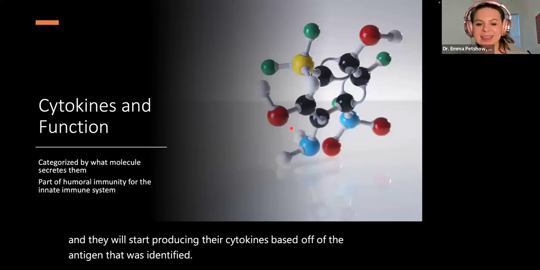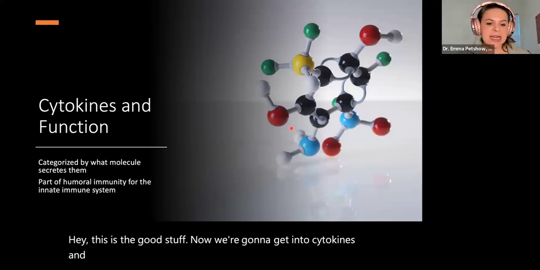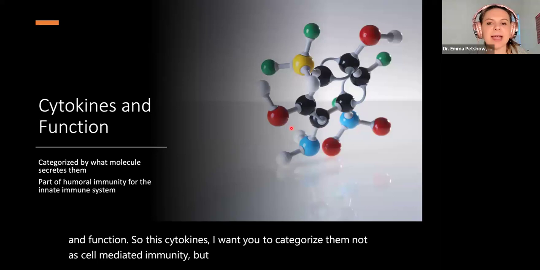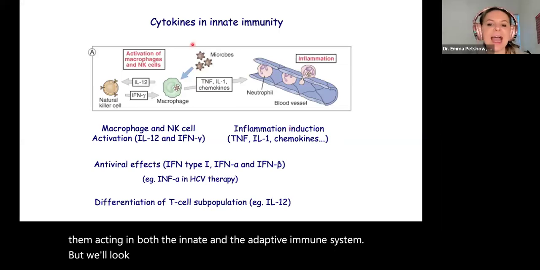Okay. This is the good stuff now. Now we're going to get into cytokines and function. So with cytokines, I want you to categorize them not as cell-mediated immunity, but humoral immunity. And you'll see them acting in both the innate and the adaptive immune system. But we'll look at some cytokines first that are really highly active in our innate immune system.